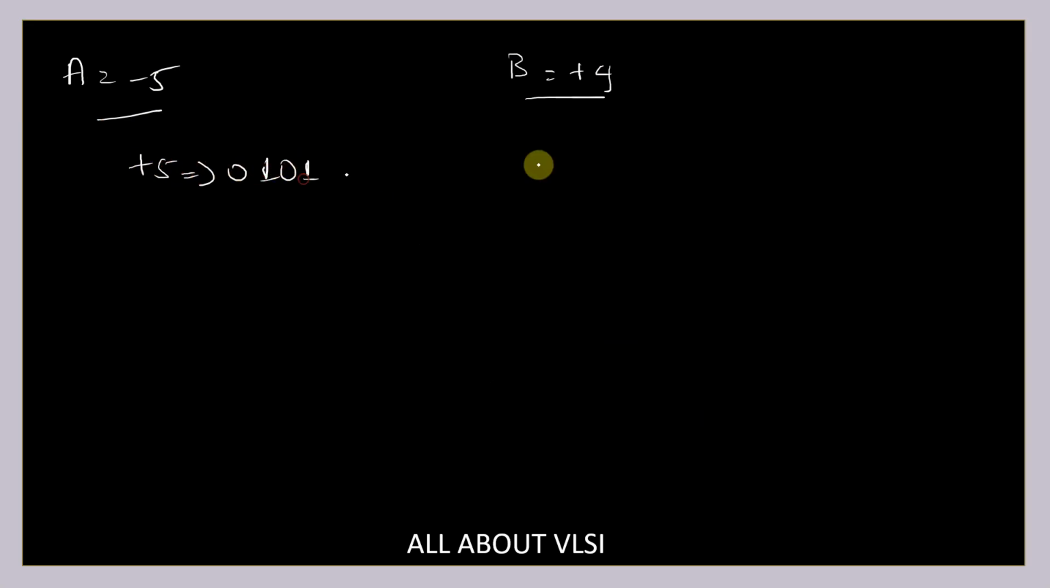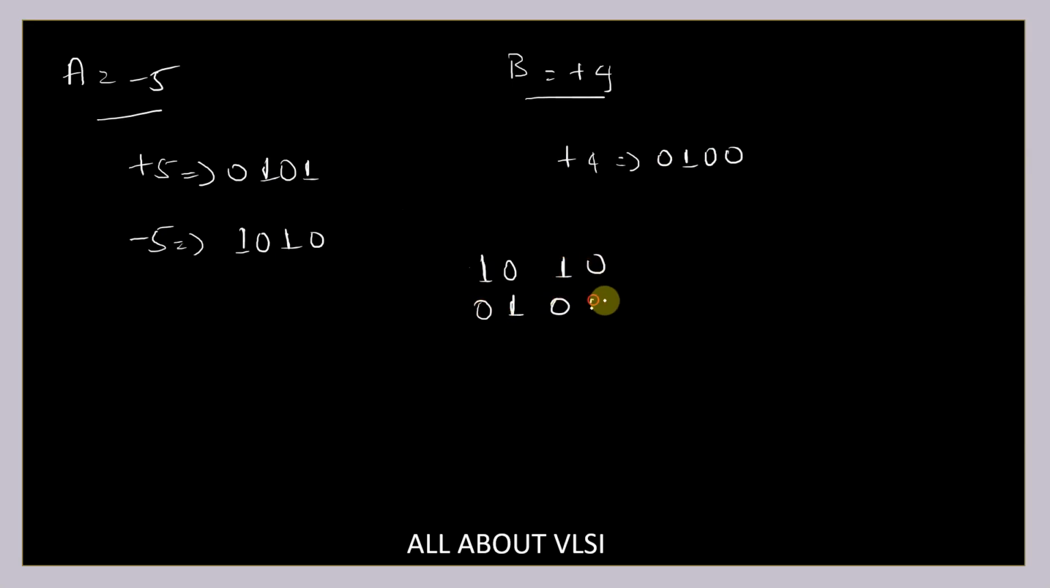Okay. Now, let's say A is equal to minus 5 and B is equal to plus 4. Let's see this example and try to understand what is happening. Plus 5 is again 0, 1, 0, 1, and plus 4 is simply 0, 1, 0, 0. First of all, I need to represent minus 5 in one's complement format, which is 1, 0, 1, 0. And if I add 1, 0, 1, 0 and 0, 1, 0, 0, which is nothing but 0, 1, 1.